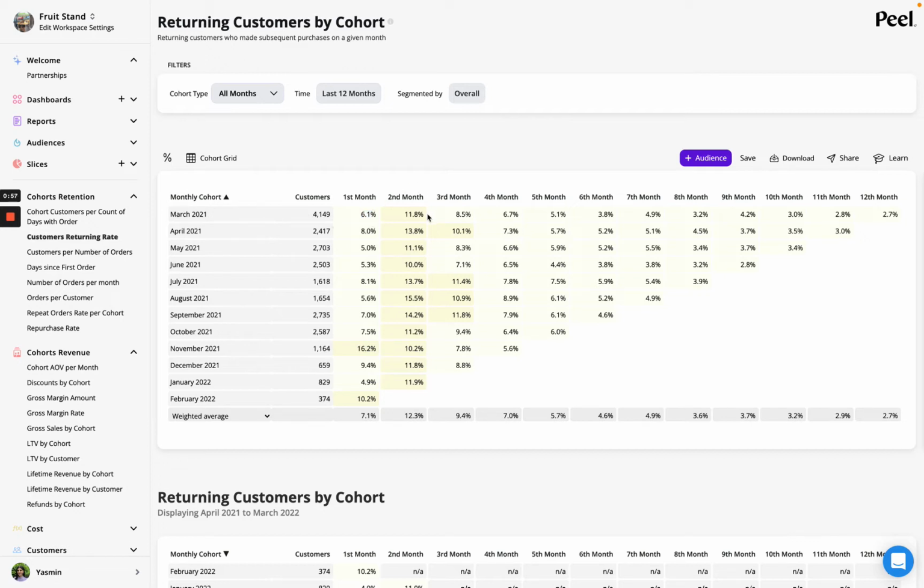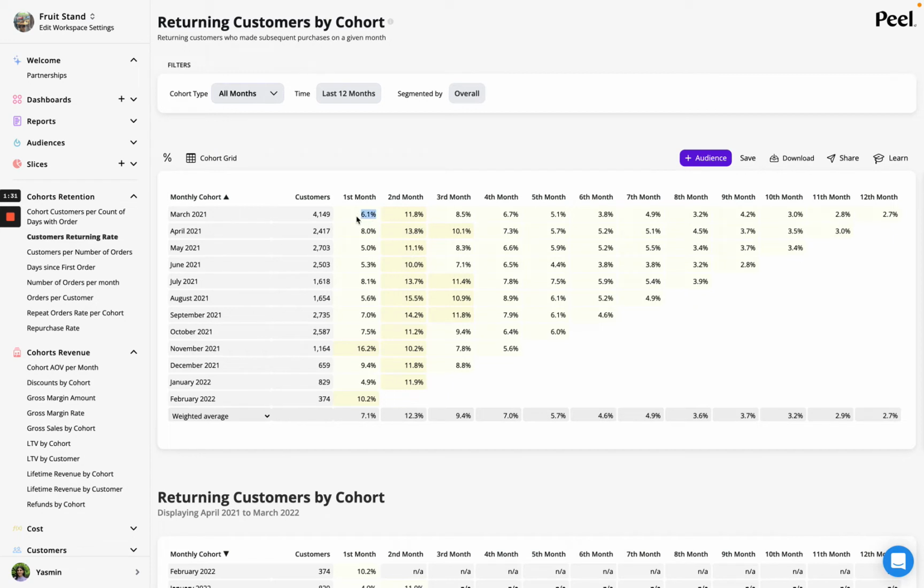And then by the second month, which would be April, 11.8% of the 4,149 customers came back and bought. Then the third month, 8.5% came back and bought, fourth month, 6.7%, and so on and so forth. If we look all the way to the 12th month for just this cohort, 2.7% of the customers that we acquired came back and bought again. So it does, unfortunately, get smaller over time as time goes on from their original purchase.